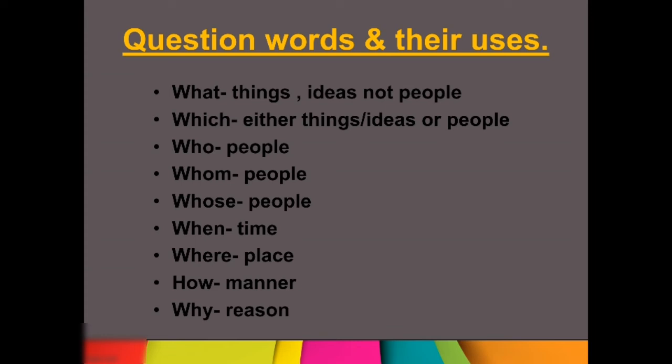Who, you all know, like who's she? If someone asks you who is she, so obviously you will say she is and the name of that person. So who is used for people. Whom is also used for people. Whose also for people. When, you all know we use when for what? For time. And where is used for place.